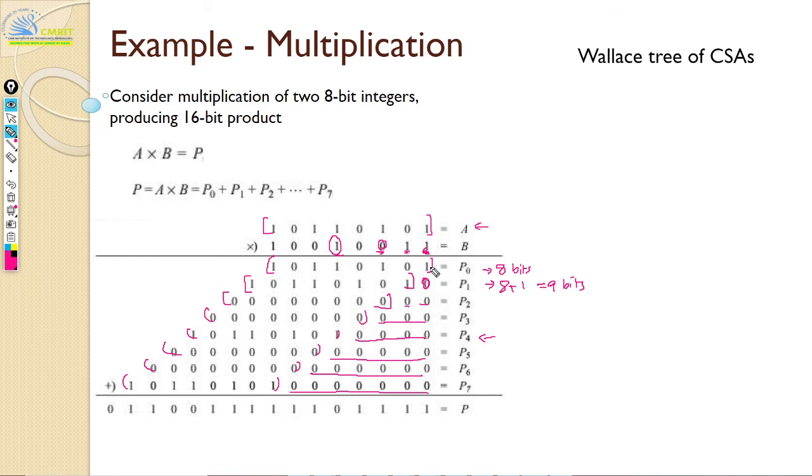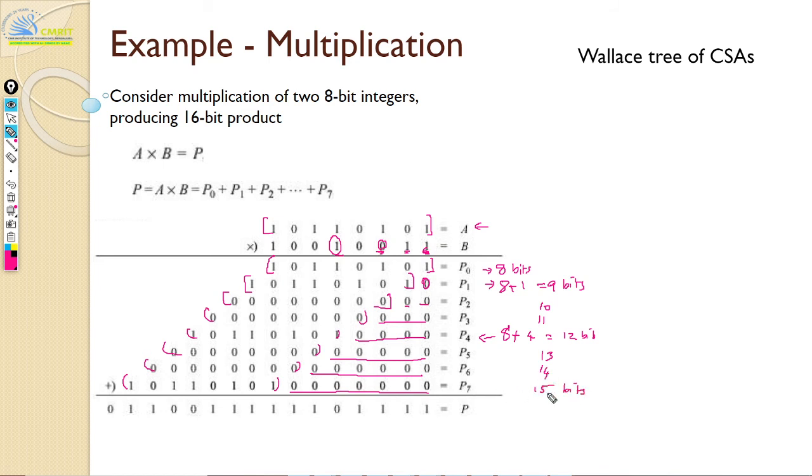So there's always going to be an 8-bit number plus the number of zeros depending on which partial product you are working at. If you take P4, you can simply say that it is going to be 8 bits plus 4 zeros, right? So 8 plus 4, 12 bits. Okay. So that's how the partial products will actually grow from 8, 9, and then you have 10, 11, 12, 13, 14, 15 bits.